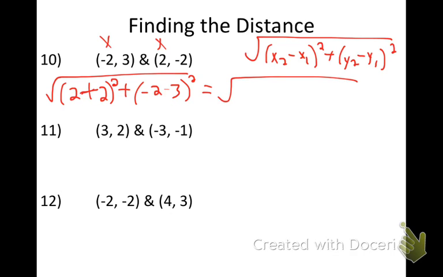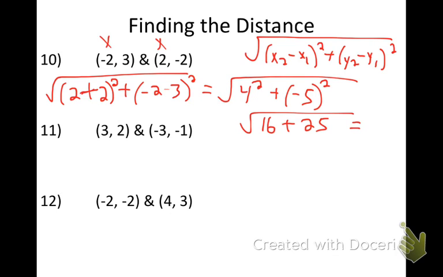So I have the square root now of 4 squared plus, what's negative 2 minus 3 going to give me? Negative 5 squared. Okay. 4 squared gets me 16. Negative 5 squared gets me 25. 16 plus 25 gets me, I have the square root of 41. Is that the answer? That is the answer right there.